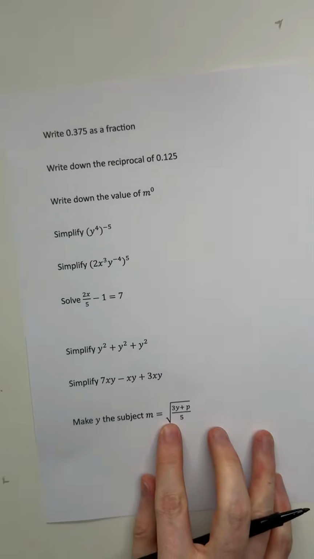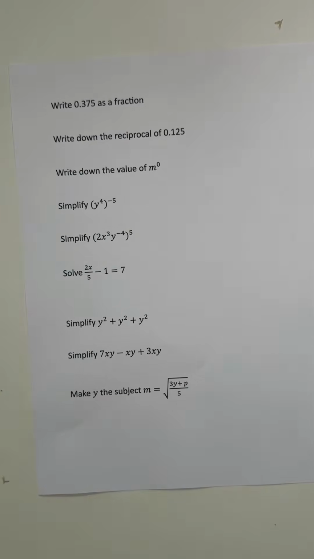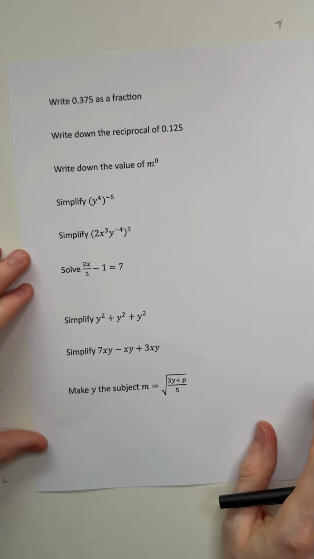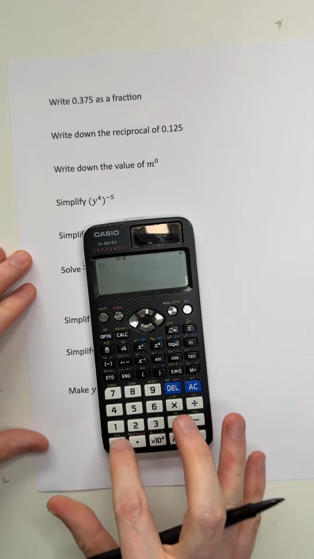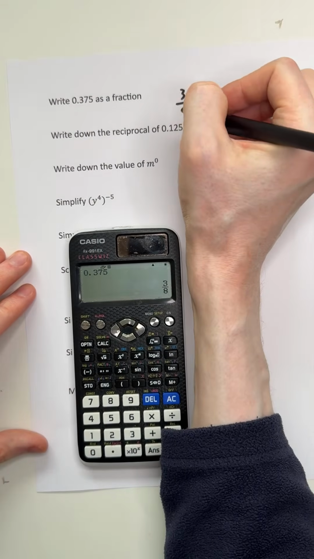Just a quick few calculator things as well. If you're writing a decimal as a fraction, you can just put it straight into a calculator today. So write 0.375 as a fraction. We can just type in 0.375, press equals, and it straight away tells me the answer is 3/8.